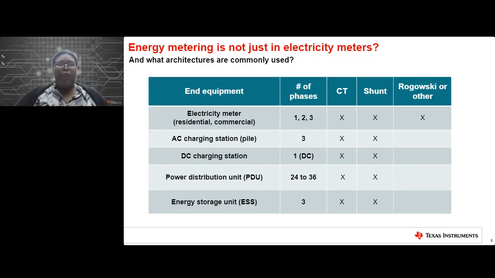And finally, remember that energy metering is not just about electricity meters. This can be used in a variety of different end equipment. This breakdown shows the different end equipments that it can be used in with the different type of sensors. So as you can see, CT and shunt are most common, but not only is this used in electricity metering, it can also be used in AC charging, DC charging, as well as PDU systems, and also energy storage units.